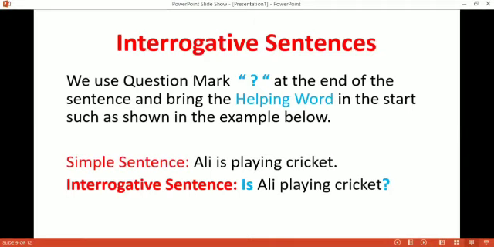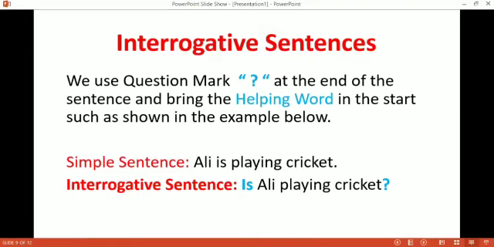Okay, children, listen carefully and keep the points in your mind. We use a question mark. As you know, whenever we write a question, we put a question mark at the end of the sentence. Okay, children.